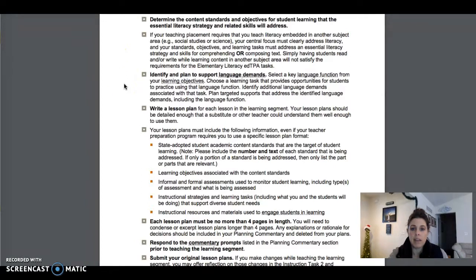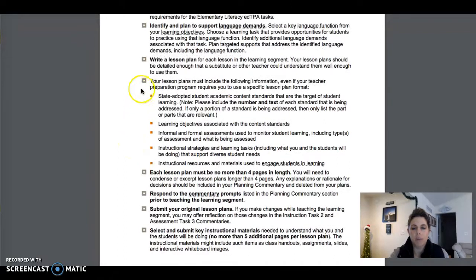Writing a lesson plan. So here are just some things that your lesson plans are going to need. Of course, you're going to need your standards, your objectives, what assessments you are going to be implementing, your instructional strategies, and your resources and materials.